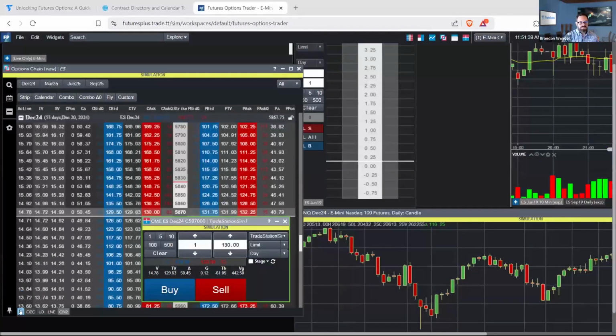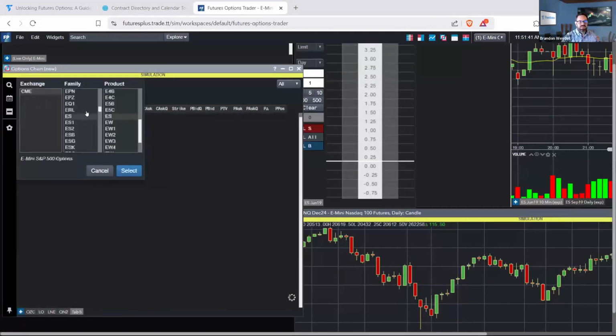Again, just bring up a new chain. CME, AD. If I can find that one quickly. There we are. No, that's not it. Oh, it was probably under, let's see if it's under 6A. There it is, 6A. Or the Aussie.